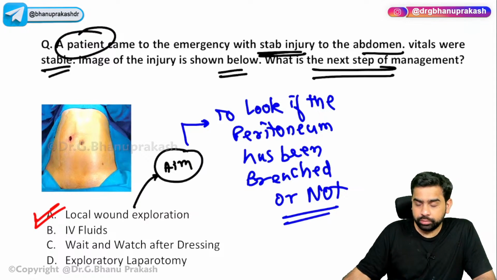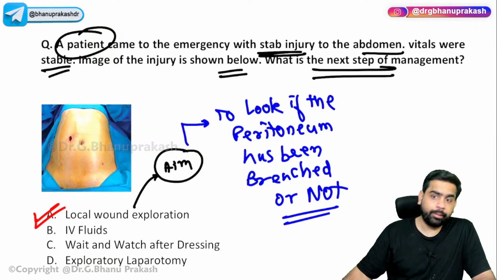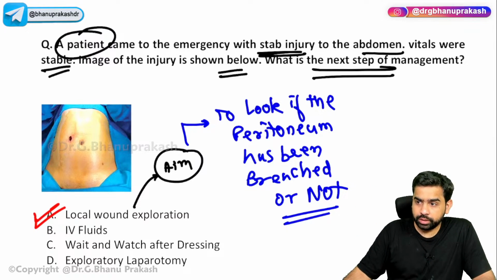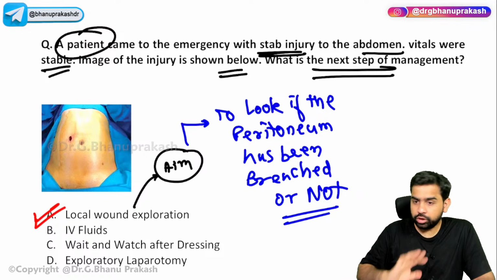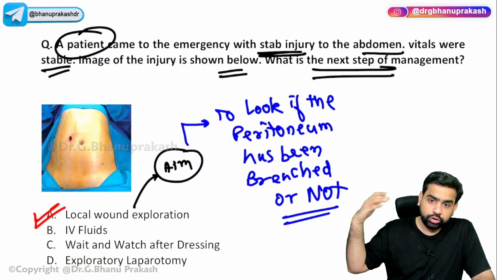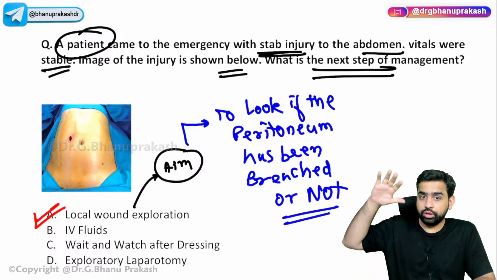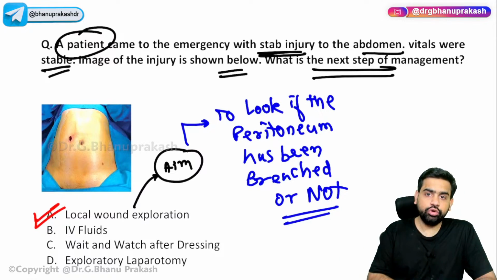Because if the peritoneum has not been breached, there is no way that this would have caused any intra-abdominal injury, right? You understand my point? So if the peritoneum has not been breached, I can simply take the stitches and send the patient home. But if the peritoneum has been breached, then I'll have to admit this patient, monitor them, and if the patient deteriorates, then we'll go ahead and do the surgery.